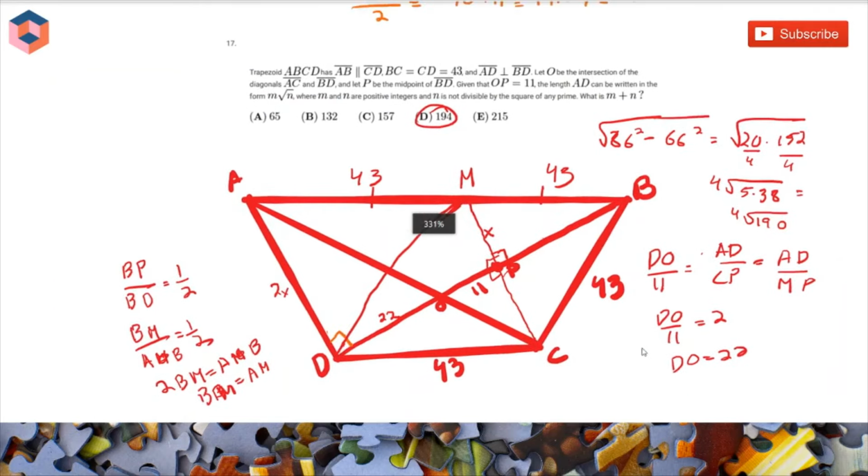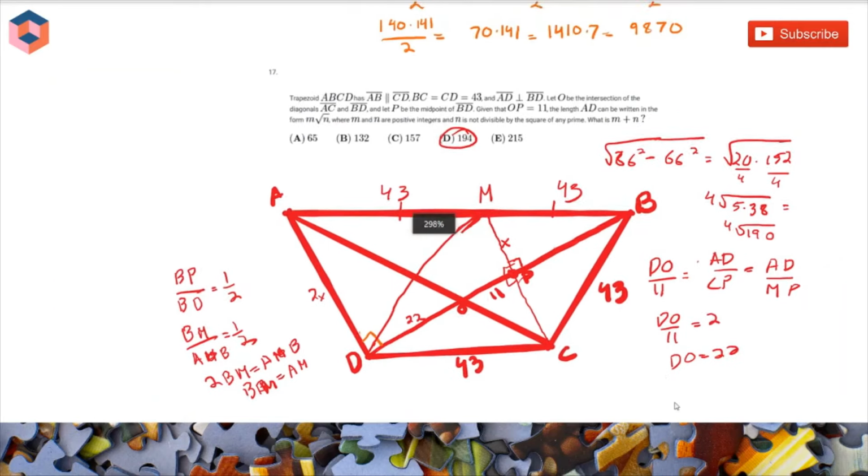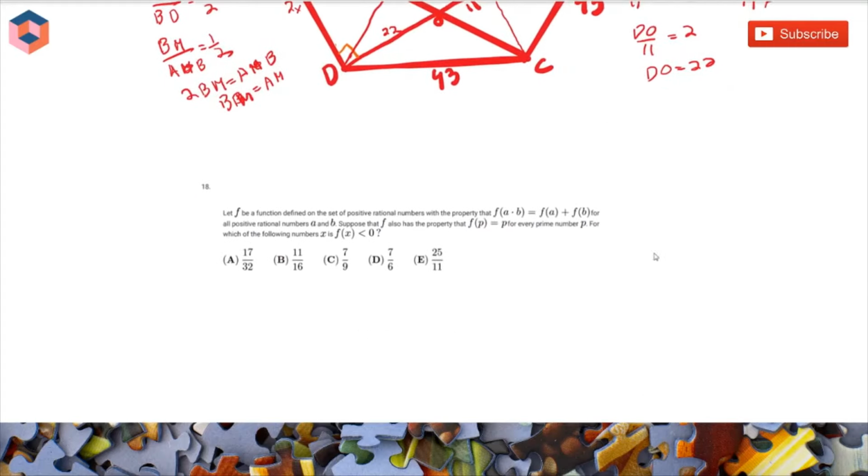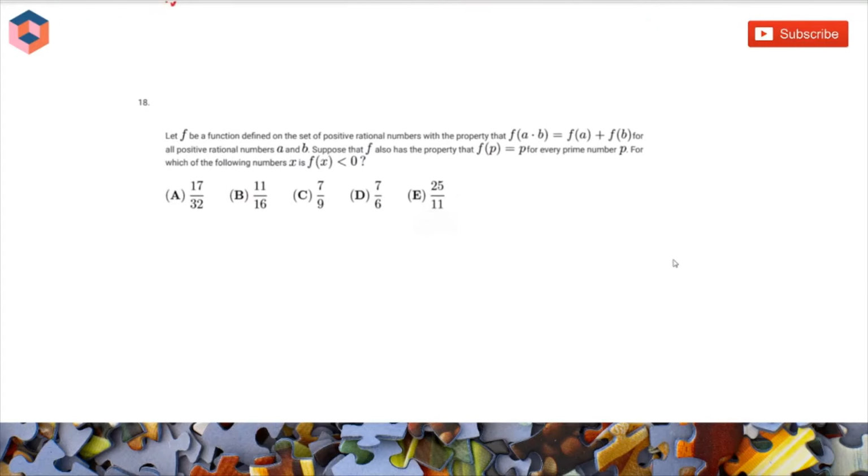Let's move to question number 2. Question number 2 was super interesting and probably my favorite question on the test.